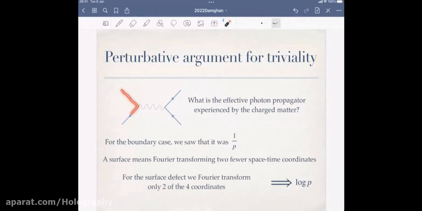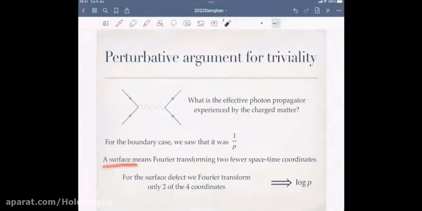So we want to think about scattering of electrons via photon, and what is the effective photon propagator that's experienced by this charged matter? Now we're not on a boundary anymore, we're on a line. For the boundary case, we saw that the propagator was 1 over the momentum, that we Fourier transform 1 dimension less. So instead of 1 over p squared, we get 1 over p.